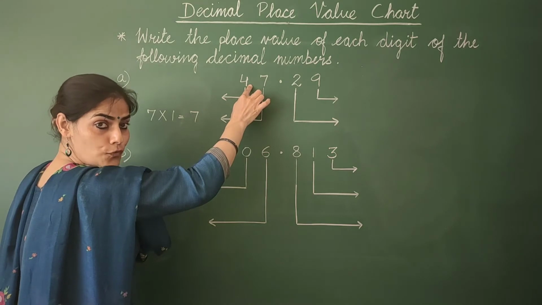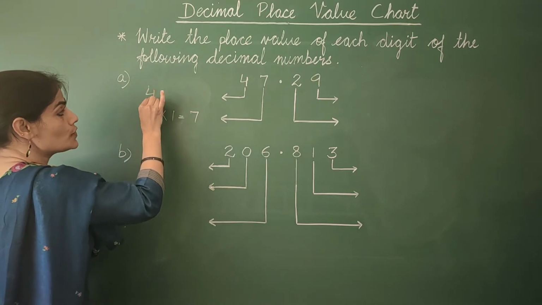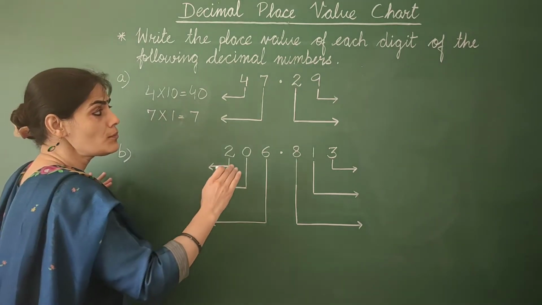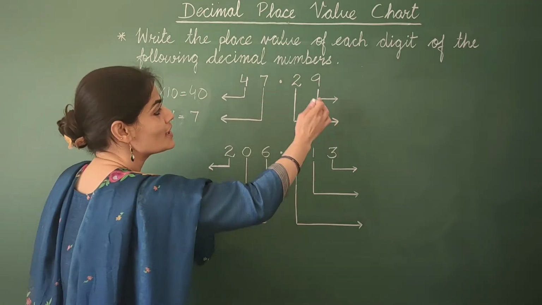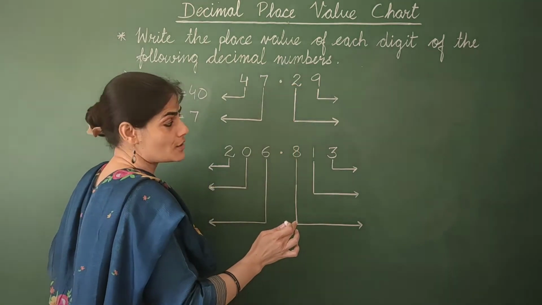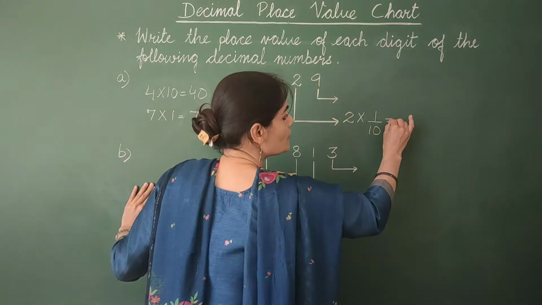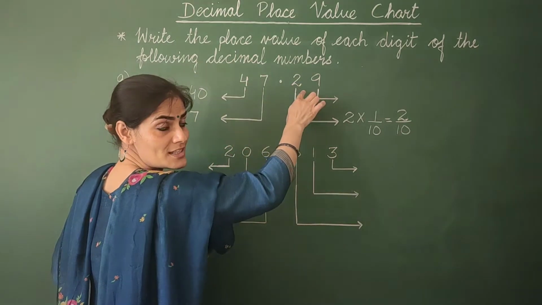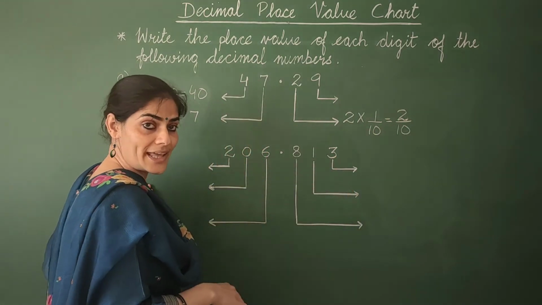Now the next digit is 4. 4 is at tens place. So 4 tens is equal to 4 times 10, which gives you 40. Now we move to the decimal part, which is on the right side of this decimal point. So the first digit is 2. 2 is at tenths place. So 2 tenths is equal to 2 times 1 upon 10, which is equal to 2 upon 10. So the place value of this digit 2 is equal to 2 upon 10, or we can say 2 tenths.